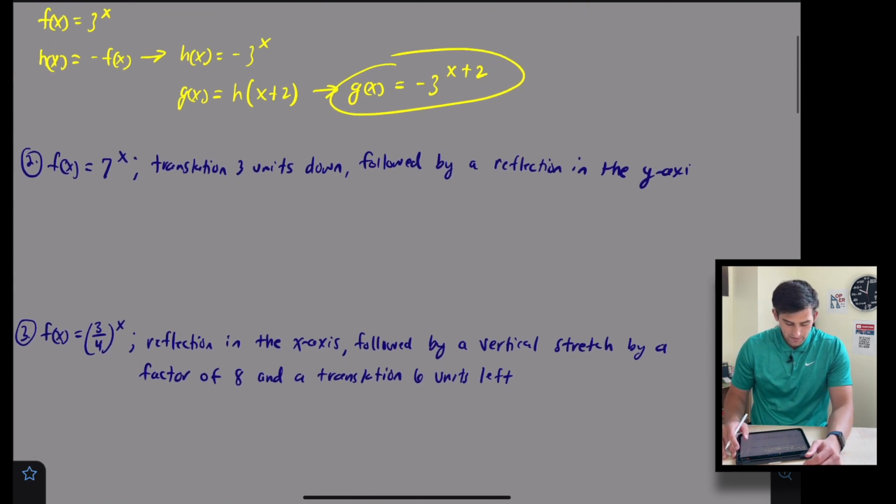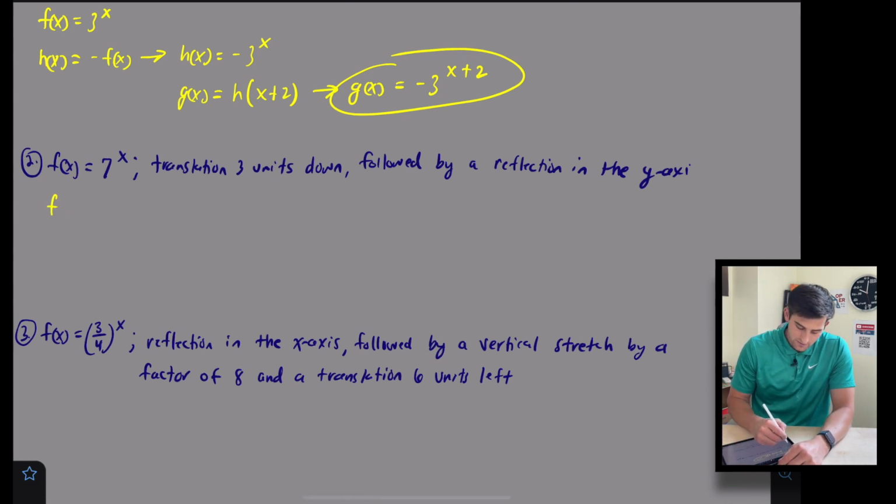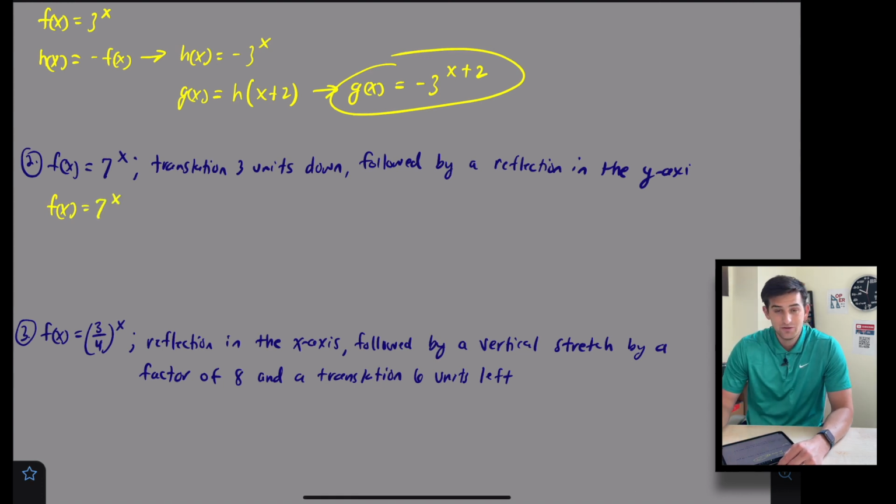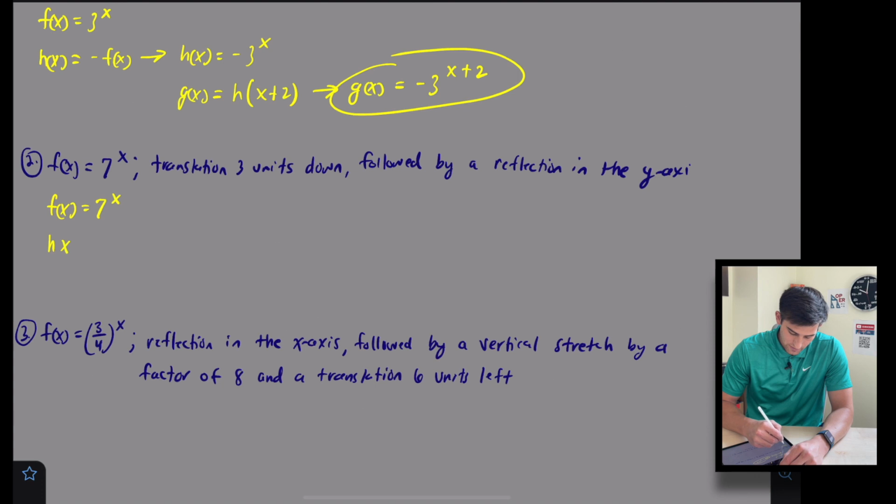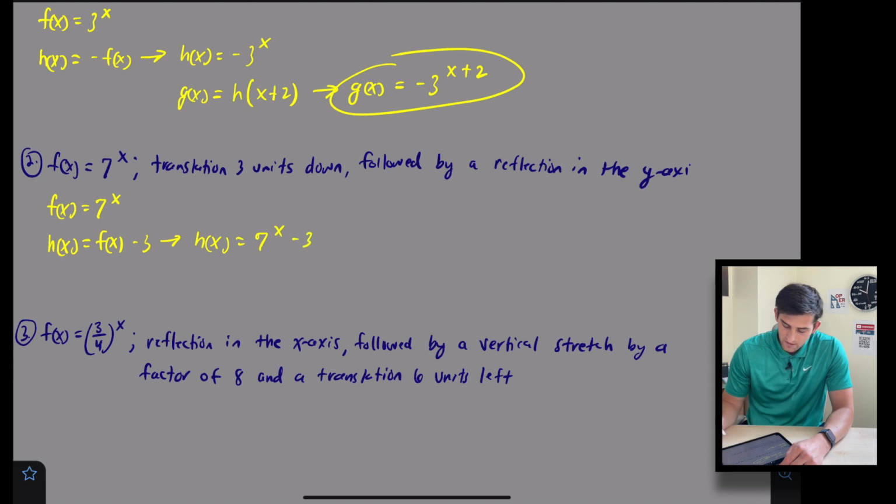All right, number 2, we have f of x equals 7 to the x. We're going to translate 3 units down and then reflect in the y-axis. So let's start off and let's say f of x equals 7 to the x. Translate 3 units down. So let's go with h of x is equal to the f of x minus 3. All right, so that tells us that h of x would be 7 to the x power and then minus 3.